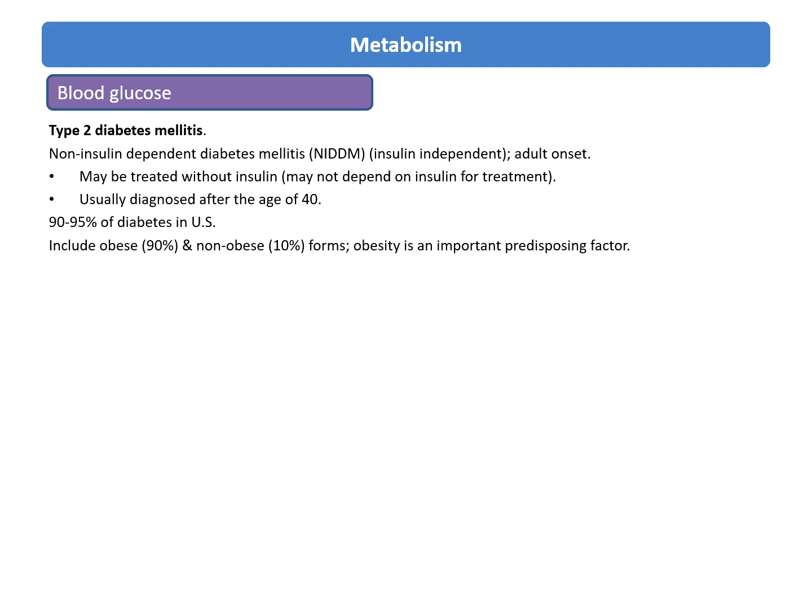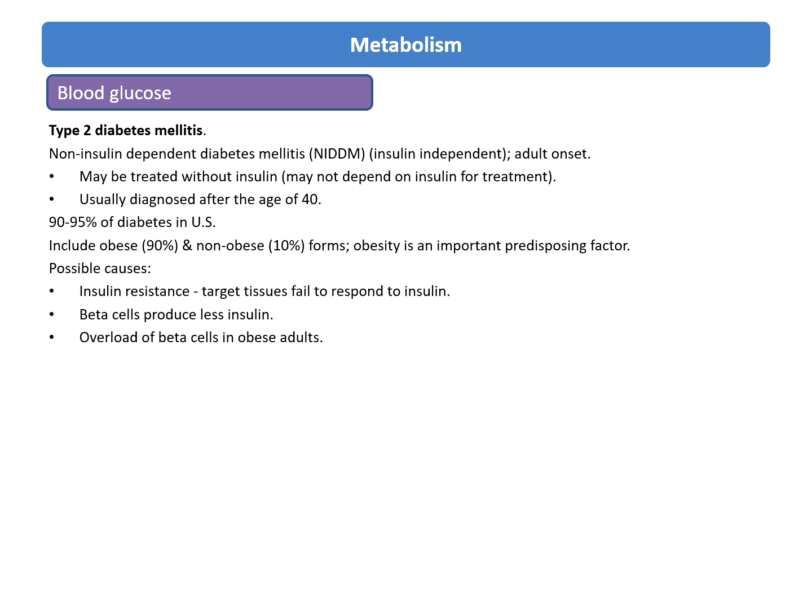Obesity is an important predisposing factor. Possible causes include insulin resistance. For some reason, the target tissues fail to respond to the insulin. Beta cells produce less insulin. This might be another cause. Overload of the beta cells in obese adults sometimes results in breakdown of the beta cells. This is less severe than the type 1 form.